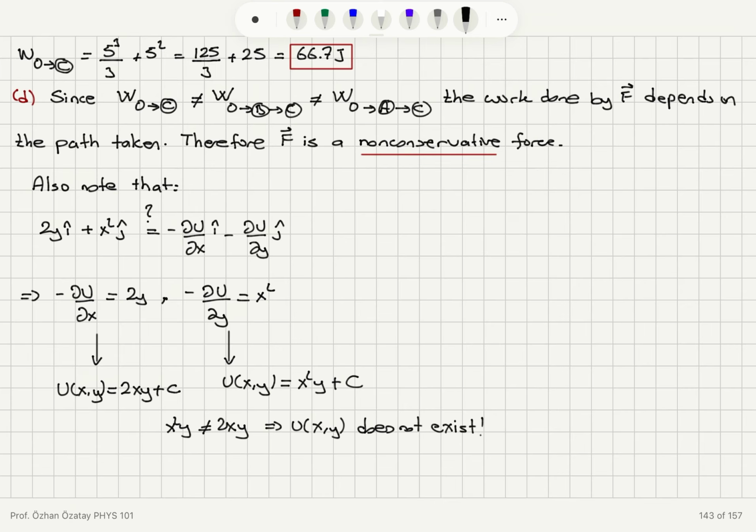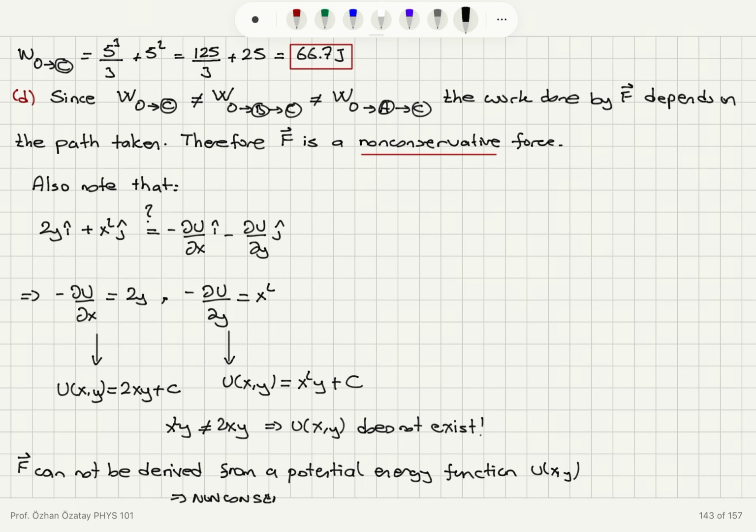Therefore, the force F cannot be derived from a potential energy function U of x, y, so it must be non-conservative.